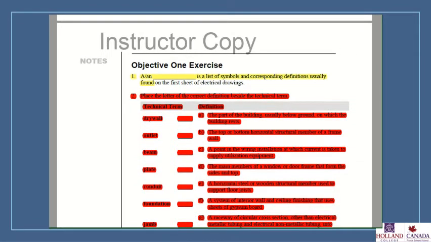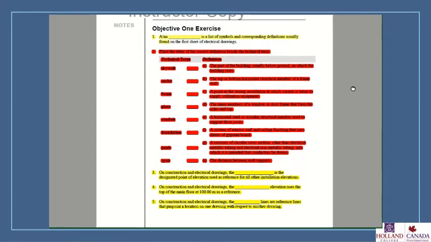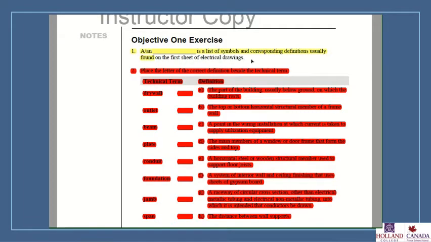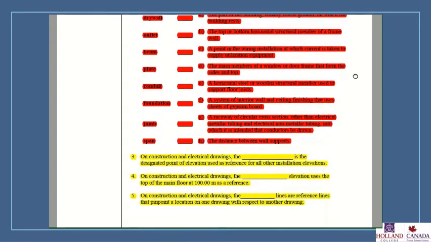We now pause the video and complete Objective 1 exercise questions 1, 3, 4, and 5. Skip question number 2. Pause the video, and when you're done, come back and check your answers.